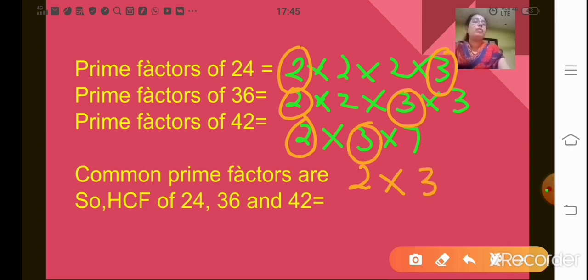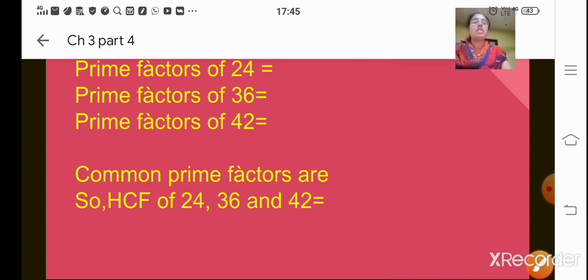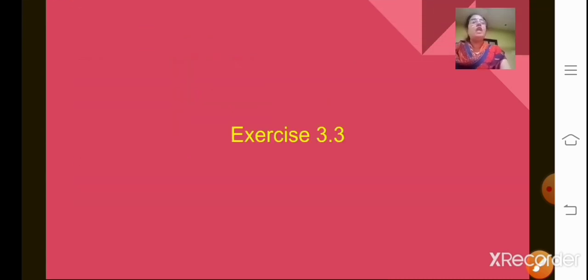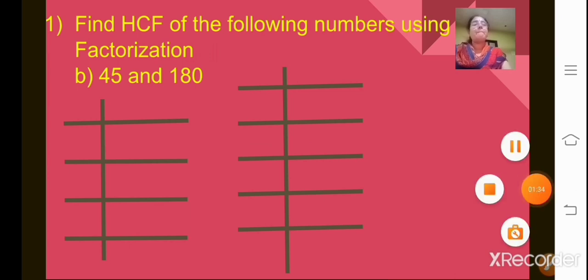So 2 into 3, 2 threes are 6. So what is the HCF of 24, 36 and 42? That is the number 6. Okay, so this is how we have to find the highest common factor using the prime factorization method. Now let us come to exercise 3.3, which you have to do in your notebook.